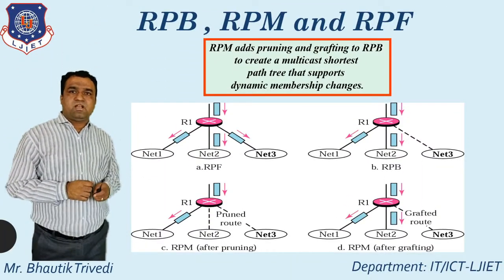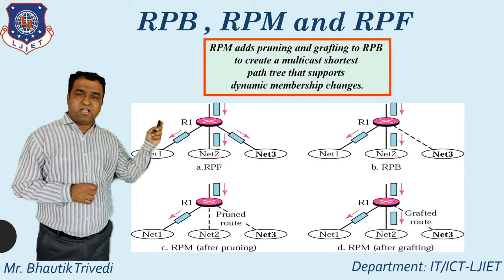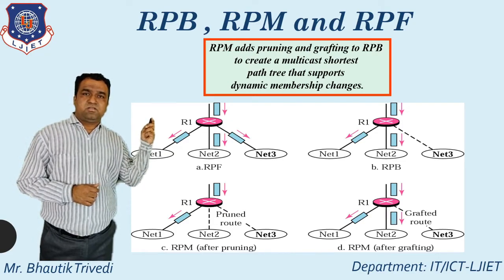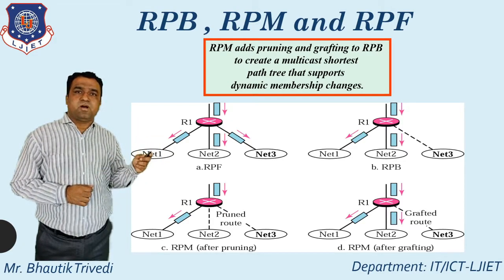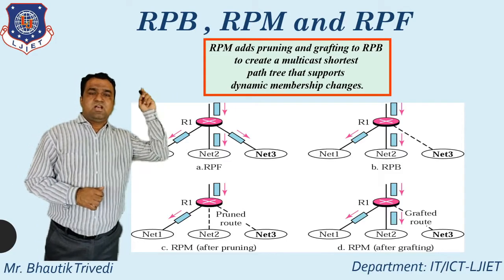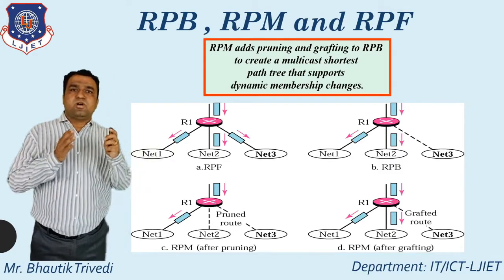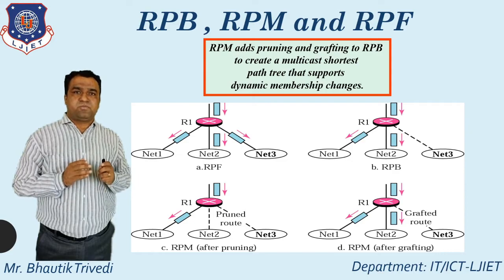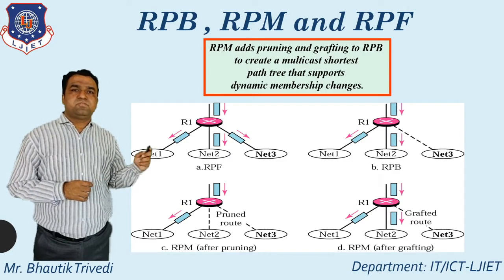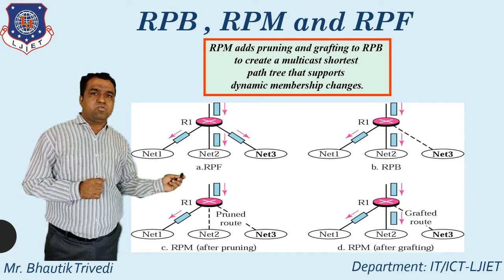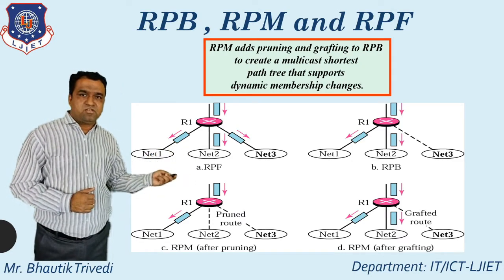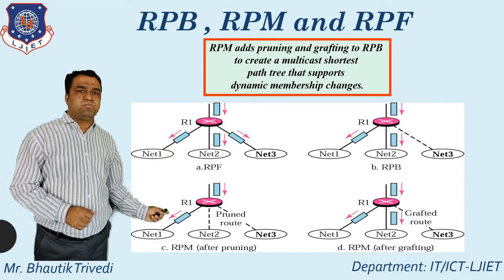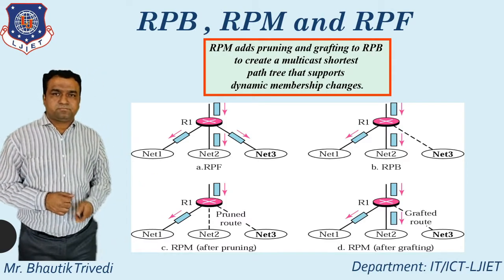So here you just see RPB, RPM and RPF. Again, I repeat the names: reverse path broadcasting, reverse path forwarding and reverse path multicasting. So here you just see what is the meaning of RPM. RPM adds pruning and grafting to RPB to create a multicast shortest path tree that supports dynamic membership changes. So this is the diagram for that, how you apply the pruning, how you apply the grafting. So all of you just see, that is the RPF, that is the RPB, that is the RPM after pruning and RPM after grafting.